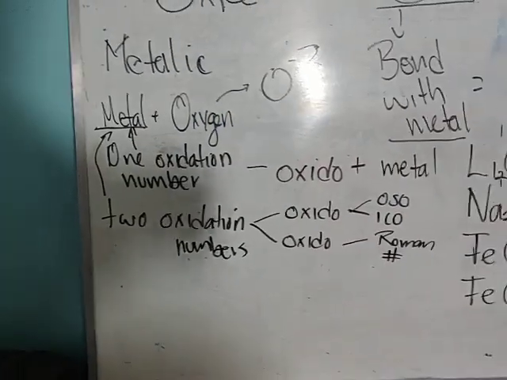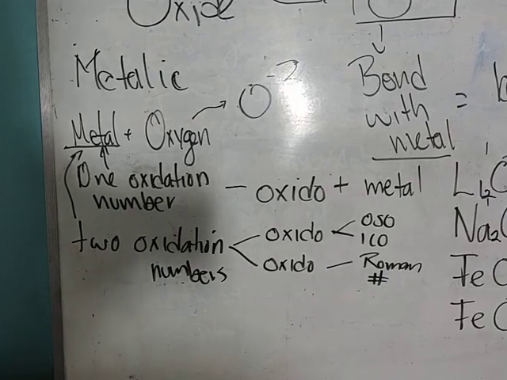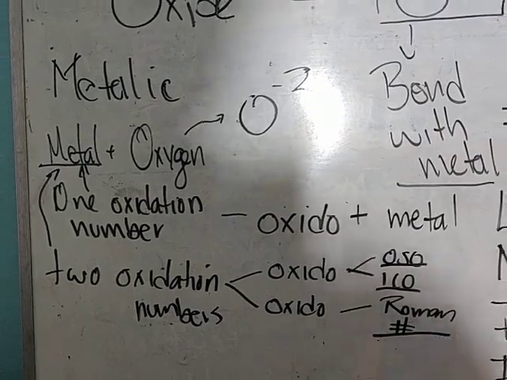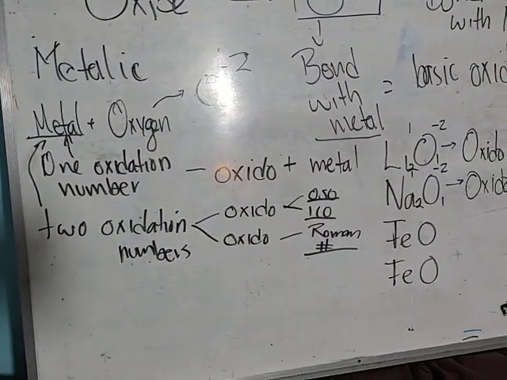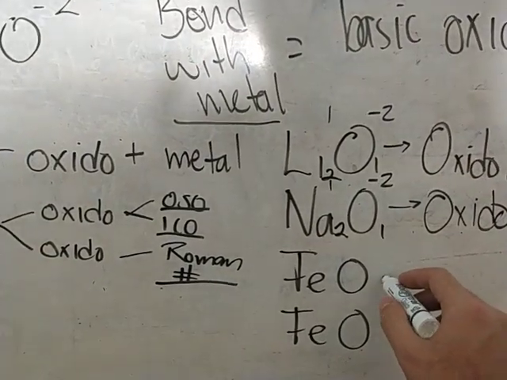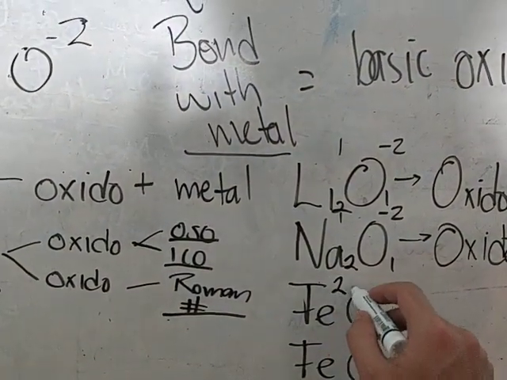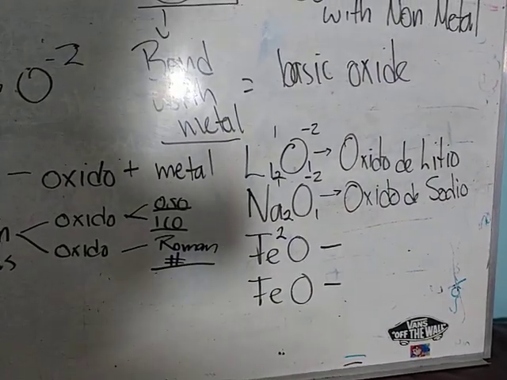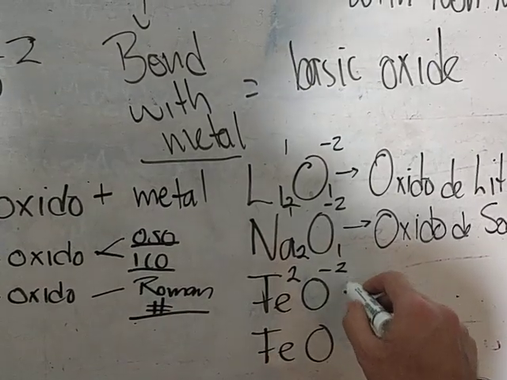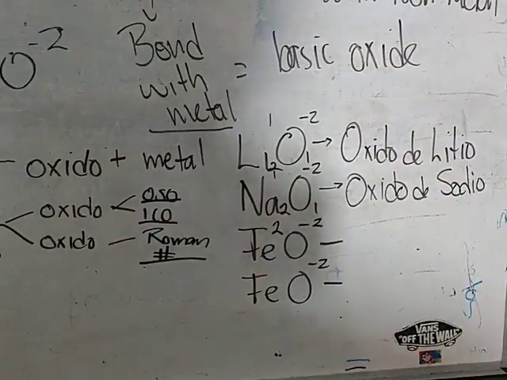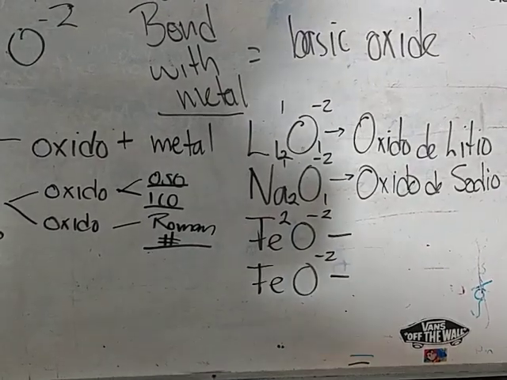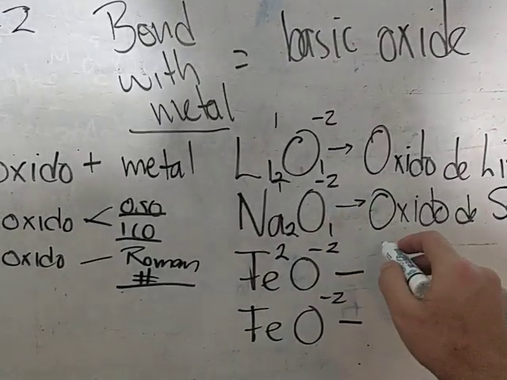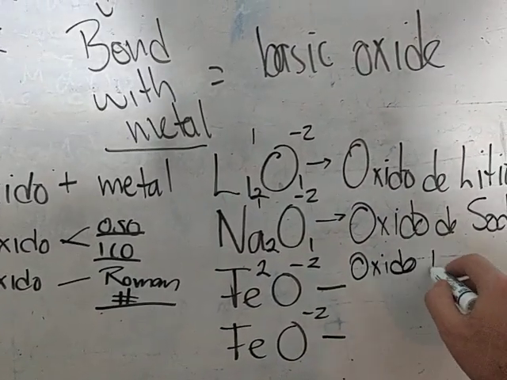What happens when I have two oxidation numbers? Well, I'm going to work with two possible situations. Okay, óxido and some endings, or óxido and a Roman number. Both options are correct. In this case, let's start thinking that we're going to work the hierro with +2. The oxygen is always going to work with -2. So when I work with -2 and the hierro with +2, what happens? They are perfectly balanced. So I call it óxido de hierro.